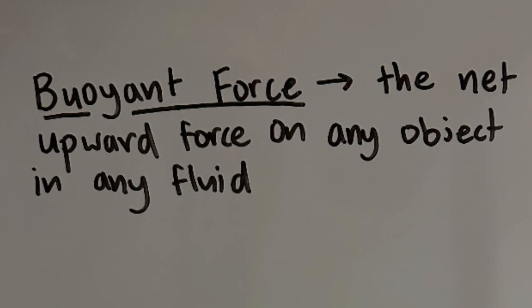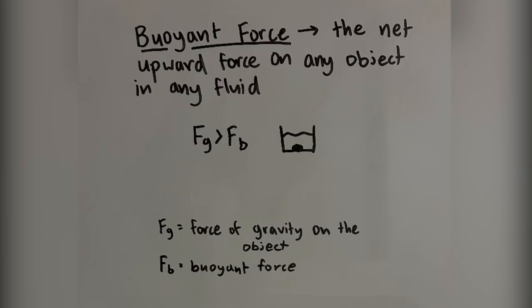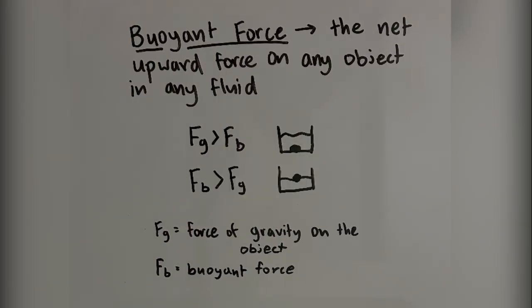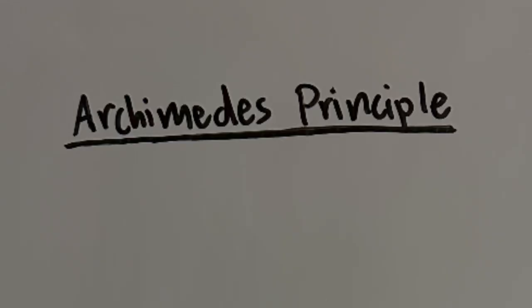Buoyant force is the net upward force on any object in any fluid. If the force of gravity on the object is greater than the buoyant force, then the object will sink. If the buoyant force is greater than the force of gravity on the object, then the object will float. But where is that buoyant force coming from, and how can we manipulate it to our advantage? This is where Archimedes' principle comes into play.